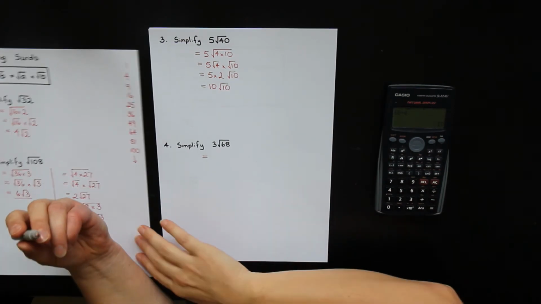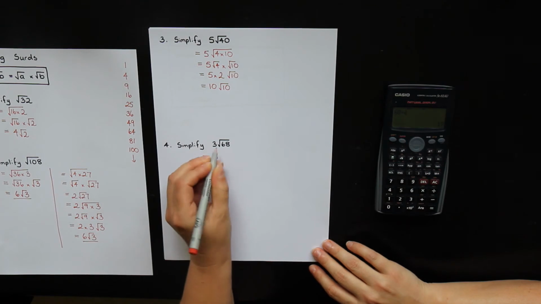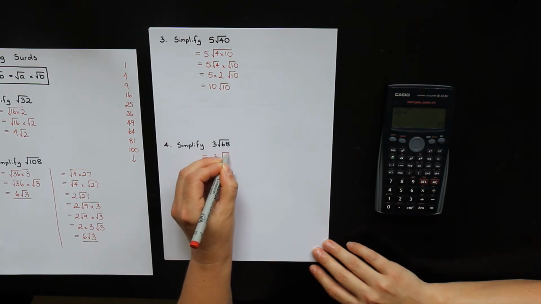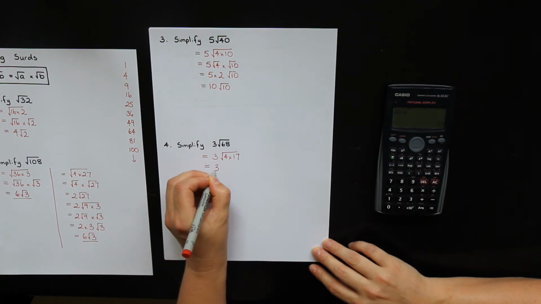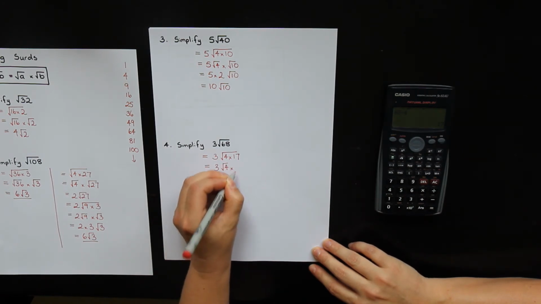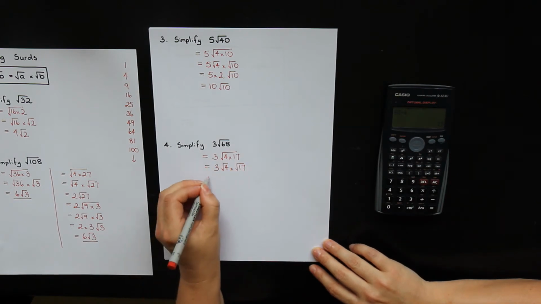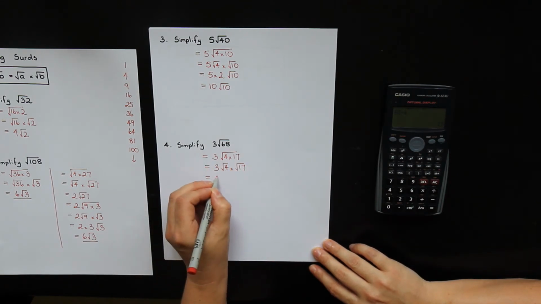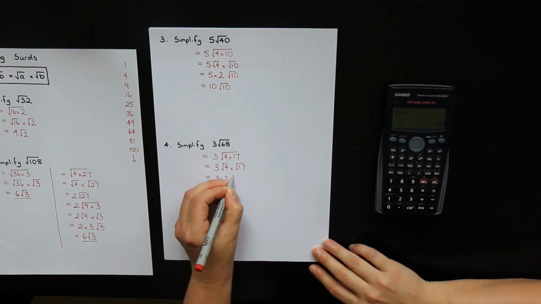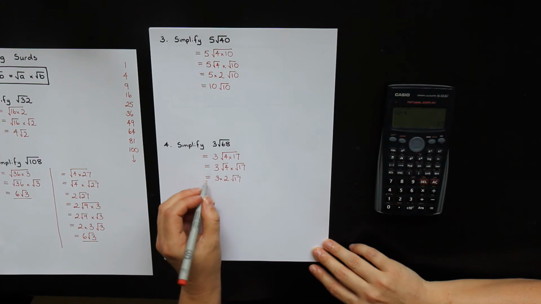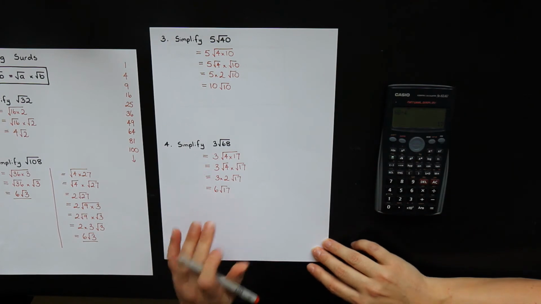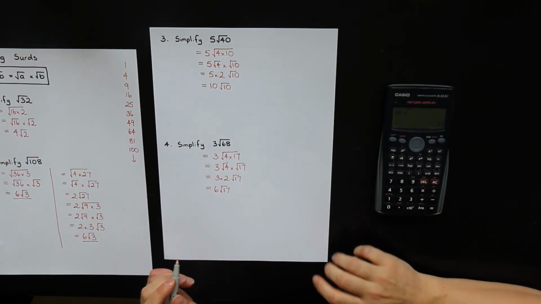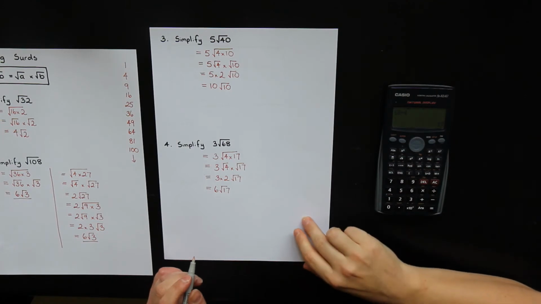17. Okay, so leave the 3 sitting out the front. Change the 68 to be 4 times by 17. Okay, break that into 2 surds. Square root of 4 times square root of 17. Next line, we square root the 4 to get a 2. And finally, we multiply the 2 with the 3 to get 6 square root 17. And always just check 17. No, we can't simplify that any further. So that is my final answer.